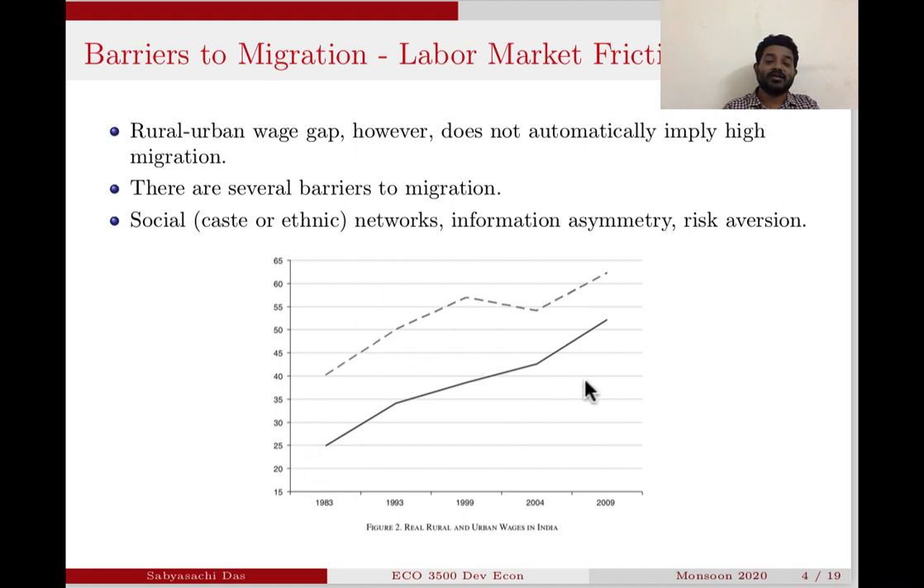So it is not the case that even after so many years, you would have thought that Lewis's model would predict that these urban-rural wages would have equalized, and modern research shows that there are all these kinds of barriers that withstand that market force to equalize rural-urban wages. So you should think about these kinds of barriers.